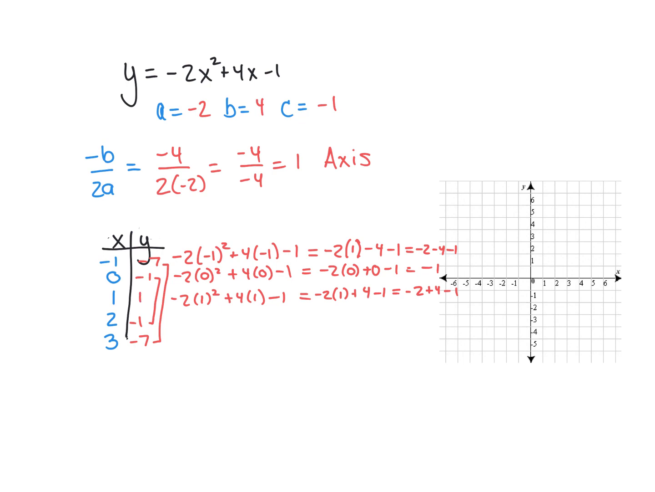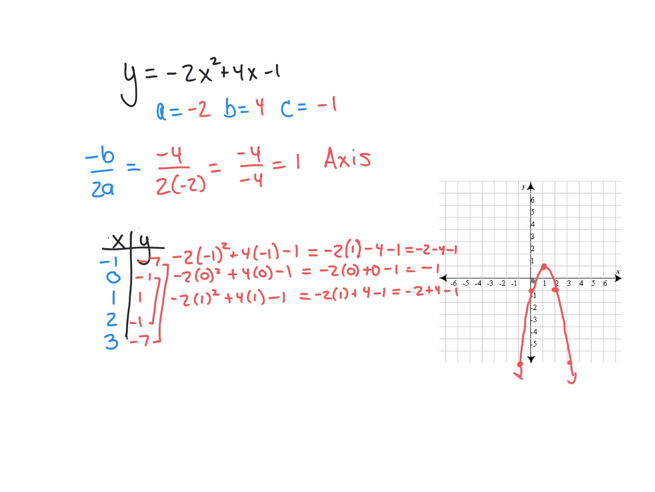Now I'm going to go ahead and plot this. So I have -1, 1, 2, 3, 4, 5, 6, 7. I have 0, -1. I have 1, 1. I have 2, -1. And I have 3, -7. So this time we still have our U-shaped graph, but it's upside down. So it looks like this.